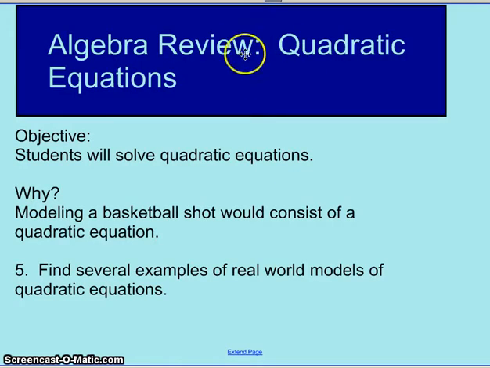This is Mr. Lane coming again with an algebra review, this time over quadratic equations.